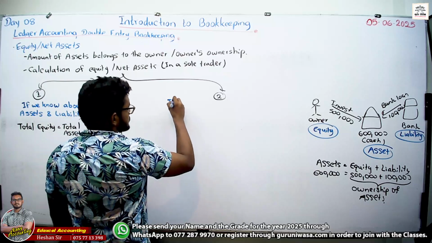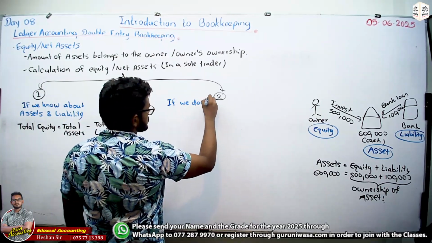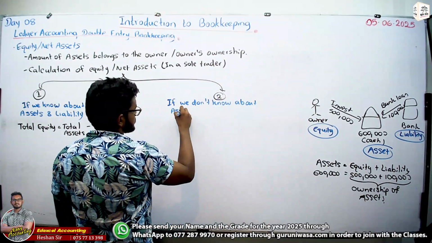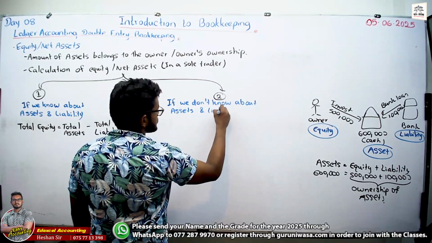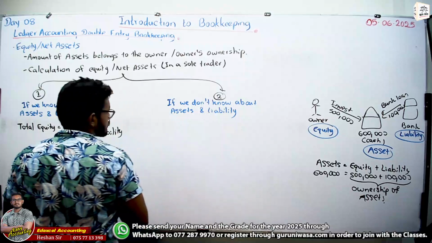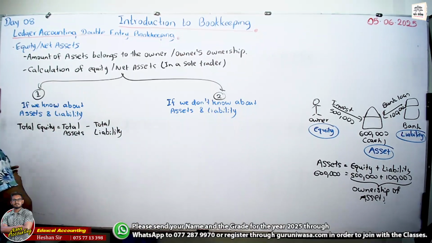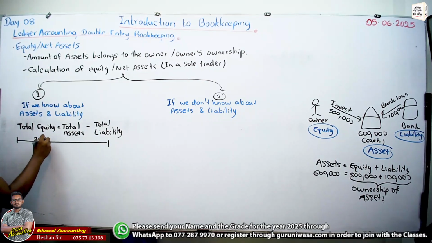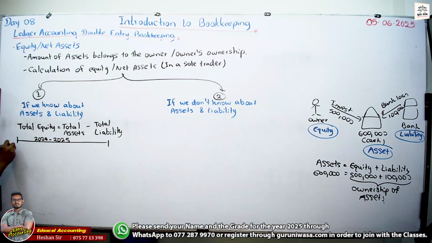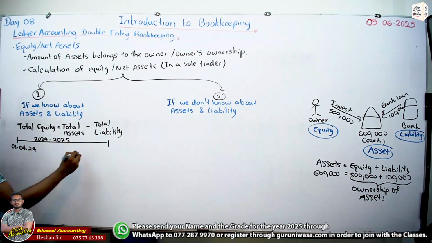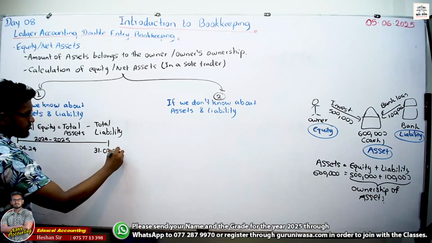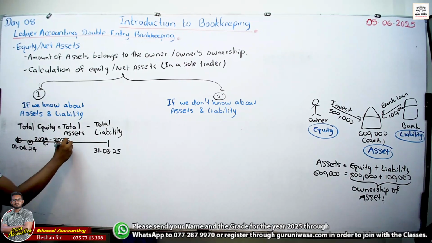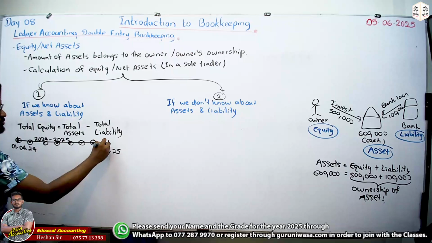But if we don't know about assets and liability, right? Now, in this formula, we can calculate equity at any date. Think this is the 2024-2025 accounting period. It starts on 1st of April 2024 and ends on 31st of March 2025. We can calculate equity at any date using this formula. Is it clear to you?